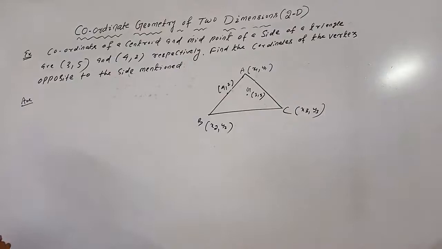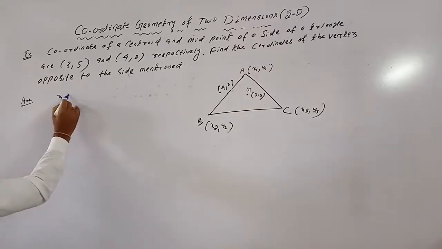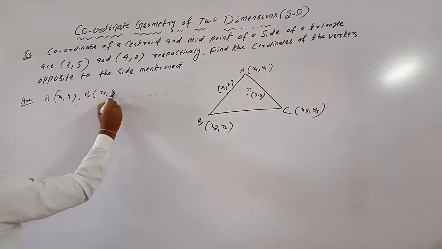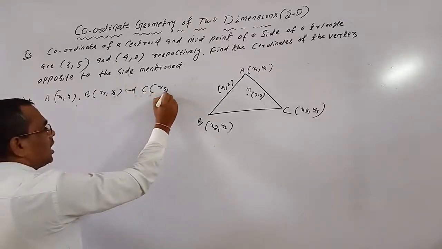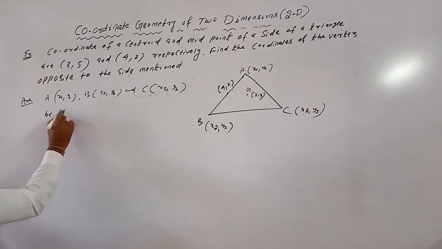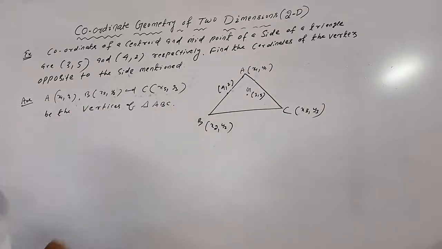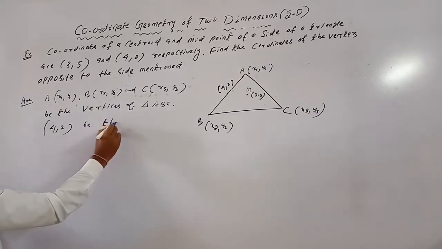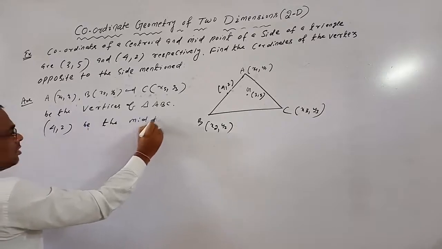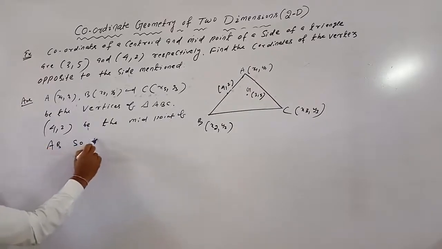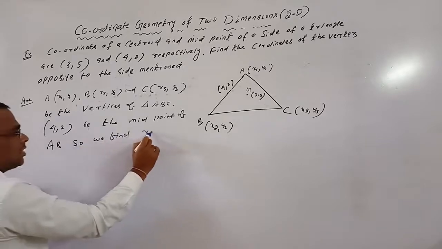Answer. Let x1 y1, x2 y2, x3 y3 be the vertices of the triangle: A of x1 y1, B of x2 y2, and C of x3 y3, be the vertices of triangle ABC. Let the midpoint of side AB be 4, 2.